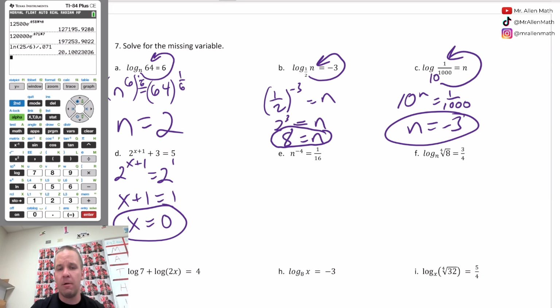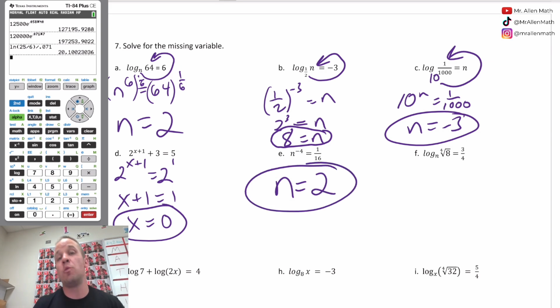All right, now, here we go. Okay. We can go into log form. Or we can think about what to the 4th power would give me 16, because then that same thing to the -4th power would give me 1/16. And if you're thinking it's 2, n does most definitely equal 2. 2 to the 4th gives me 16. 2 to the -4th gives me 1/16.